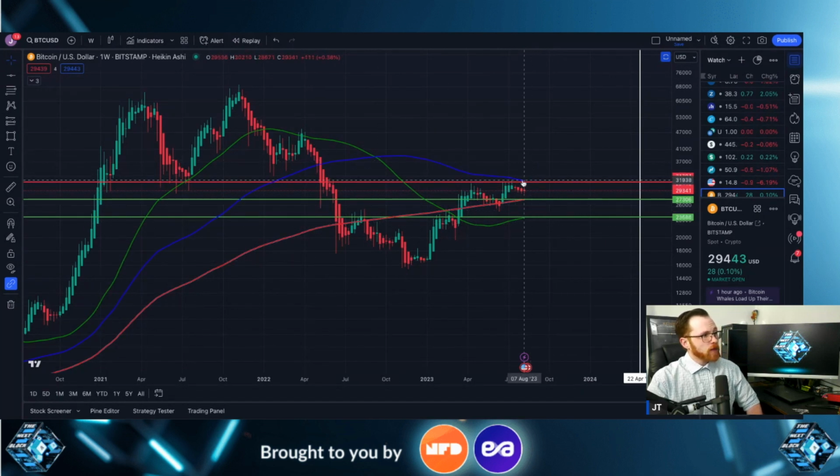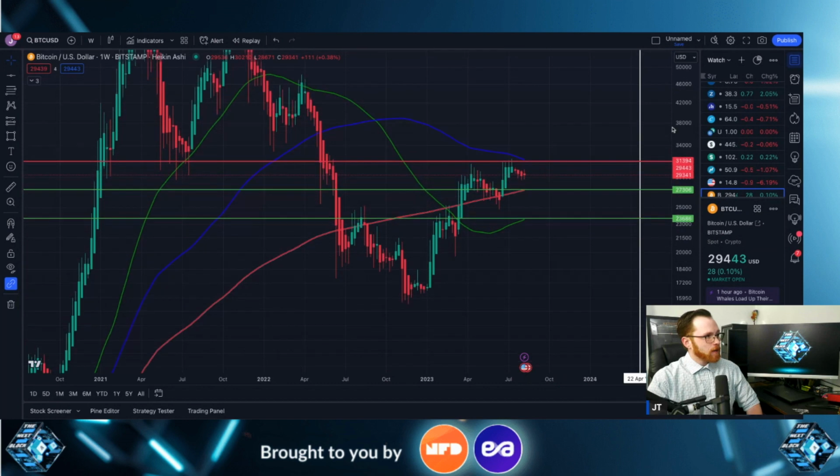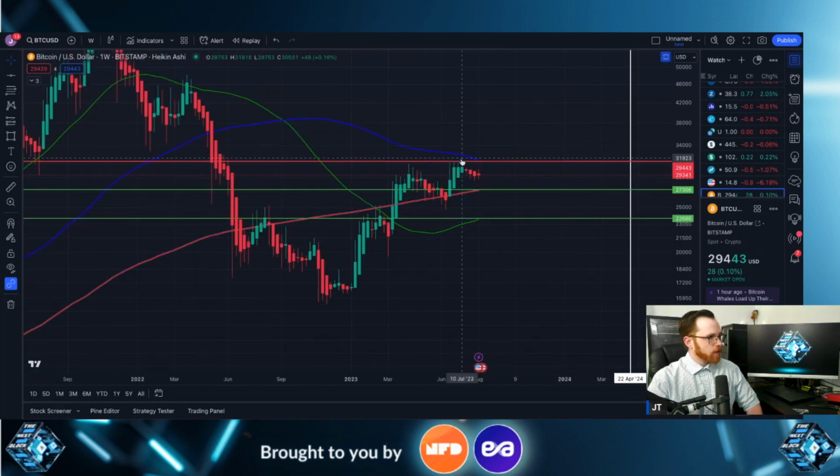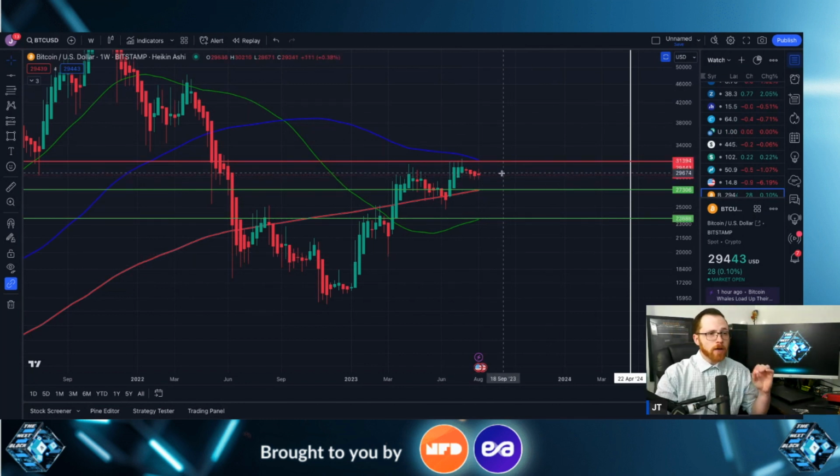We have the 100-week moving average that's going to act as resistance. It'll be a little tough to get through. We almost tried to get through it back in July of 2023, basically bouncing right off of it. That resistance currently sits at about $31,394. If we get above that resistance, I think we are off to the races.